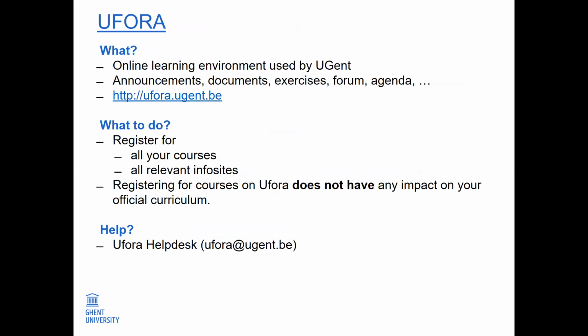One thing which is available for you is Euphora. Euphora is our online learning environment. There you will find all kinds of announcements, documents, exercises, and so on for the courses you will follow. The link can be found here, euphora.ugent.be. In Euphora, you have to register for all your courses and all the relevant information sites. But keep in mind that when you register in Euphora, this does not have immediate impact on your official curriculum. This you have to register and change via Oasis, which I will explain on the next slide. Euphora also has a help desk, where you can find the email to reach those people.